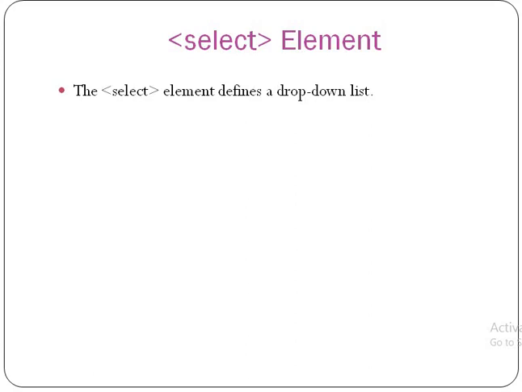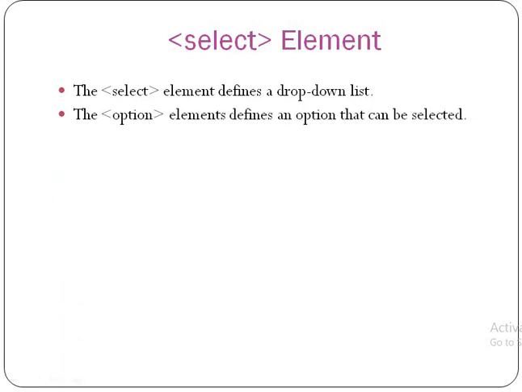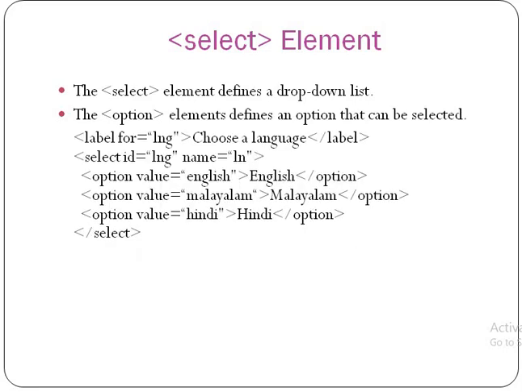Another tag is also associated with this select tag in order to define the options. That is known as option element. So option element defines an option that can be selected by the user. Now let us see how these tags are used to create a drop-down list on your web page.